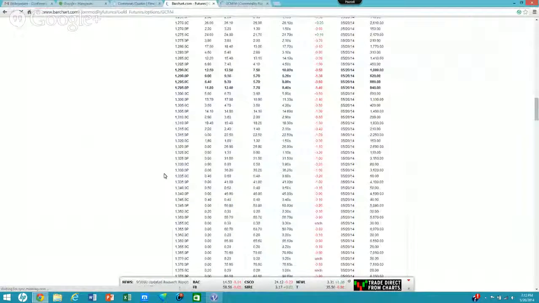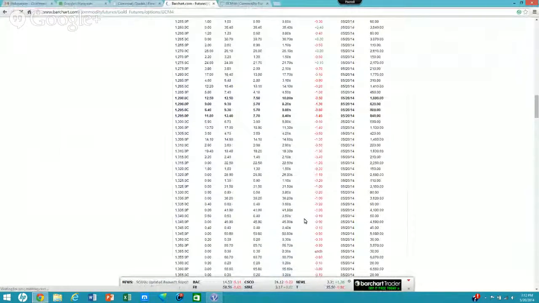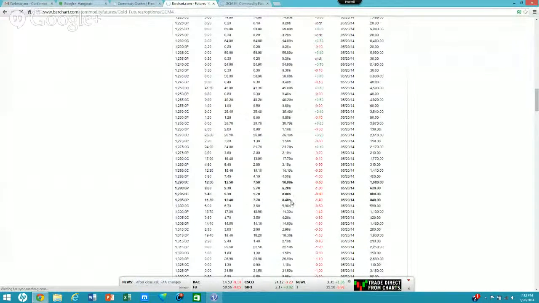Okay, so that's a particular trade, and that's one way of doing it. The other thing we could do is look at the 1260, 1270, 1275 put, 1280 put.